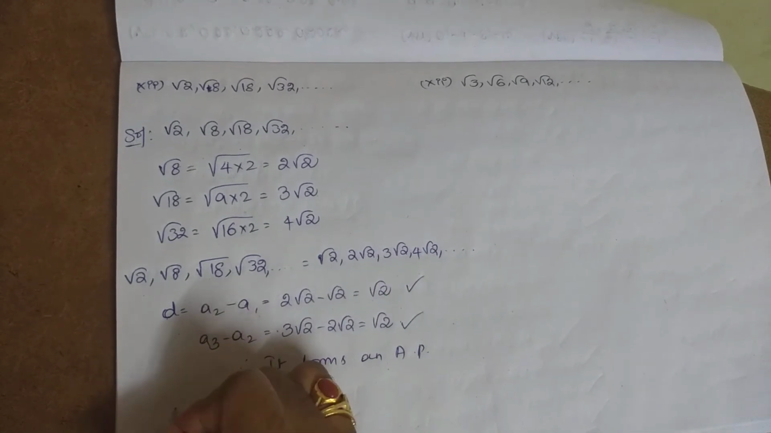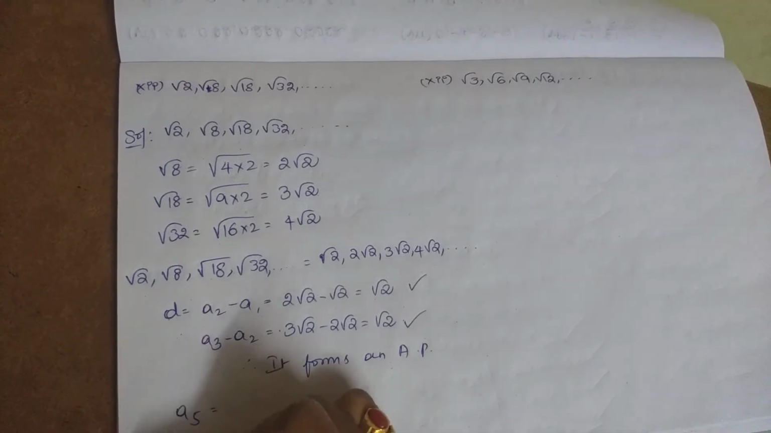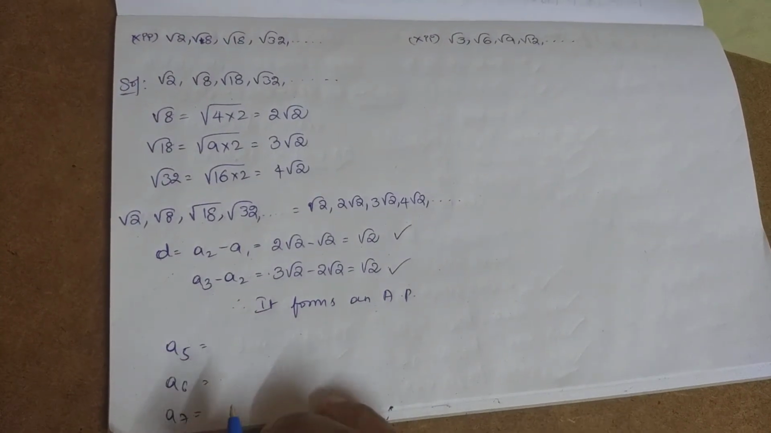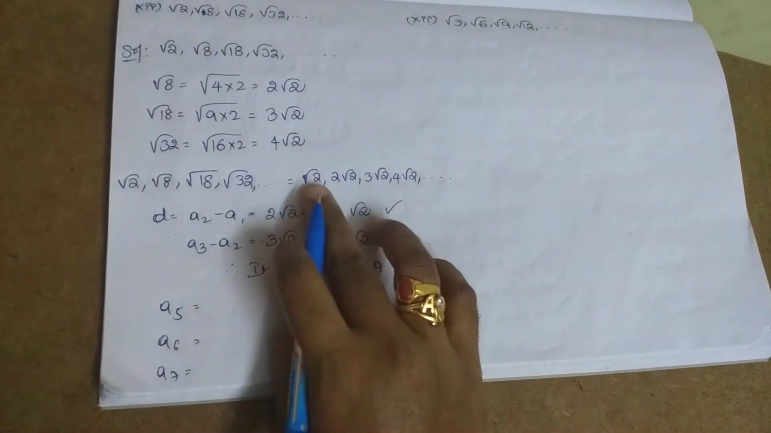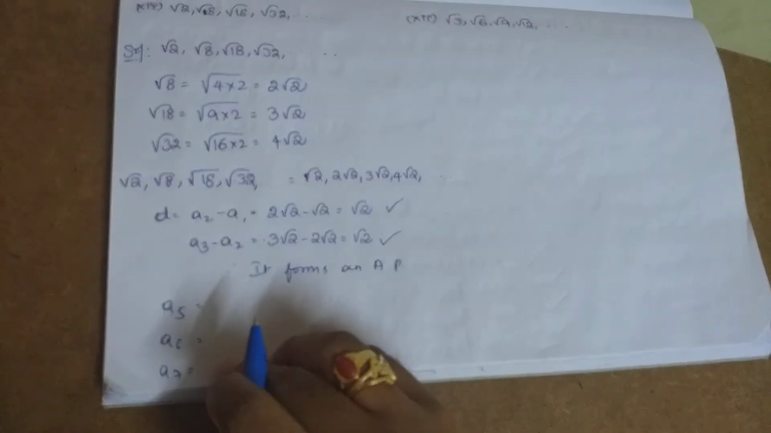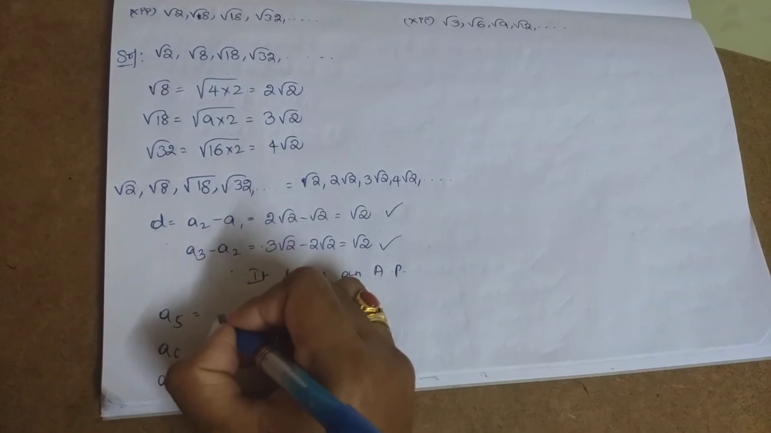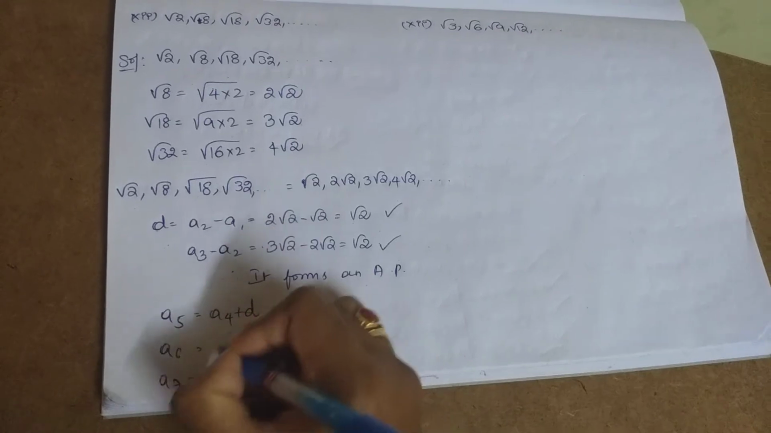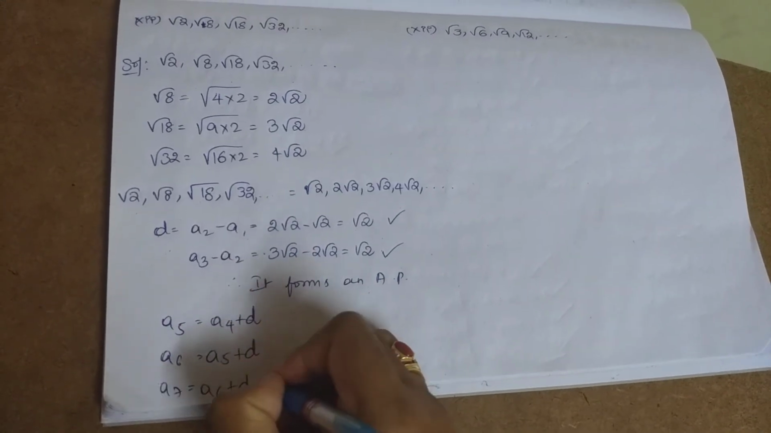Correct? So here we have to find a5, a6 and a7. Why? Because they asked us to find the next 3 terms, and they have already given the 4 terms. So let's find the 5th term, 6th term and 7th term. What is the 5th term? It's nothing but a4 plus d. The 6th term is a5 plus common difference. The 7th term is a6 plus common difference.